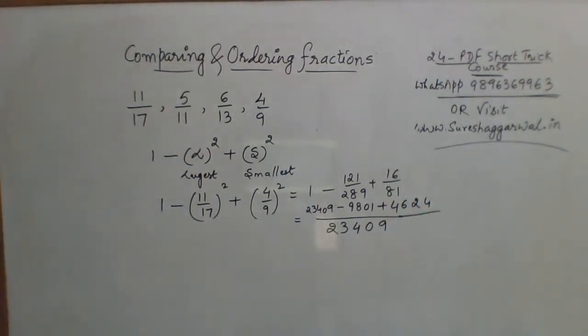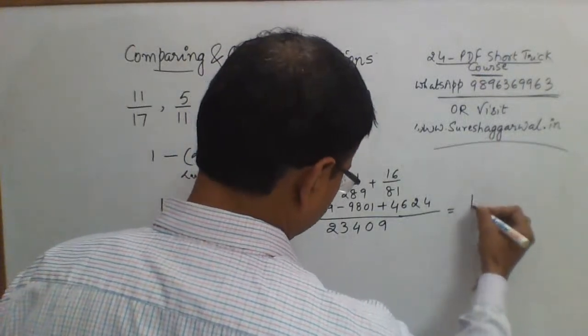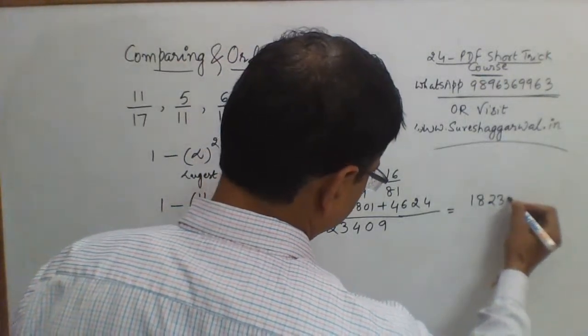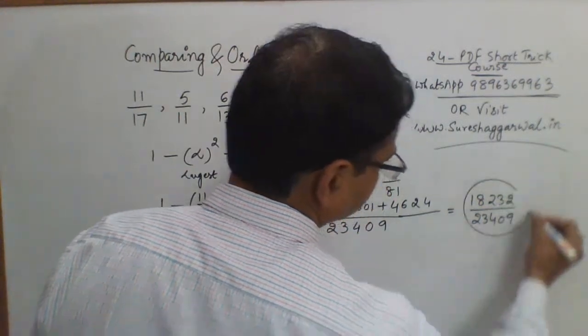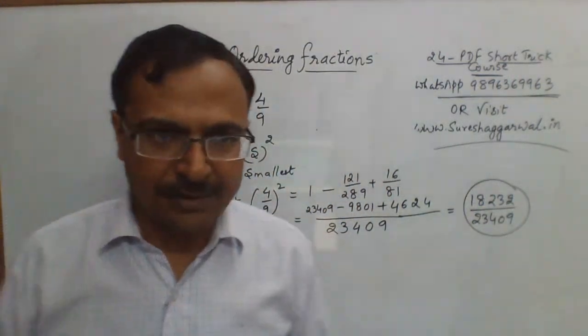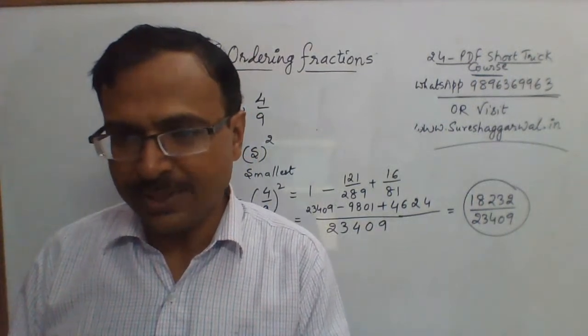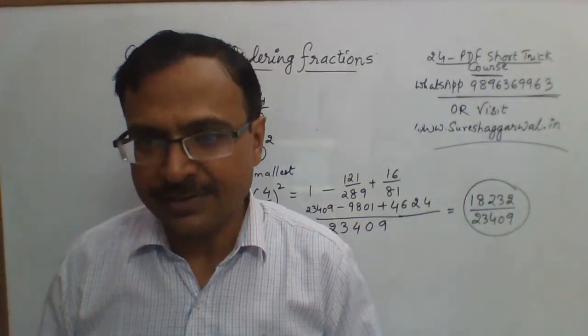So these are the numbers. 4624 added to 23409, and then subtract 9801 from that. I think that's the answer which everybody got, 18232 by 23409. A lot of very sincere workers there, because I could see so many correct answers.